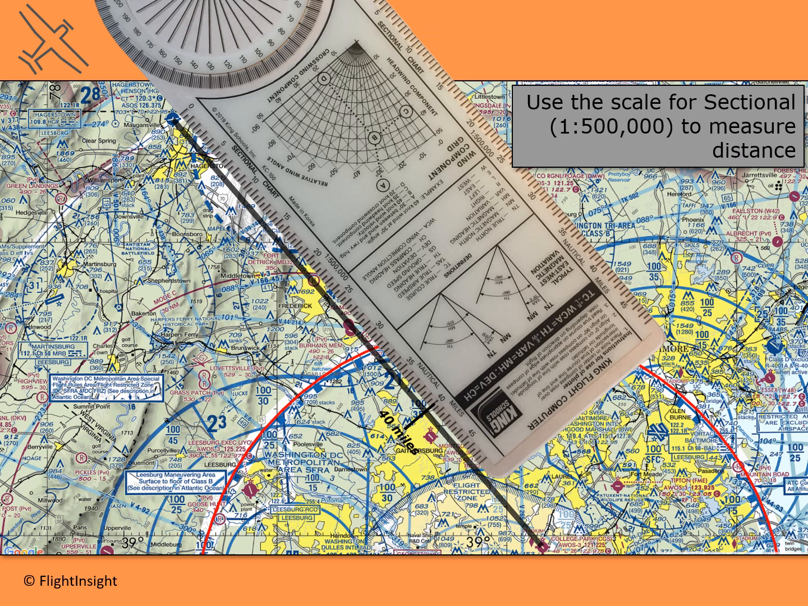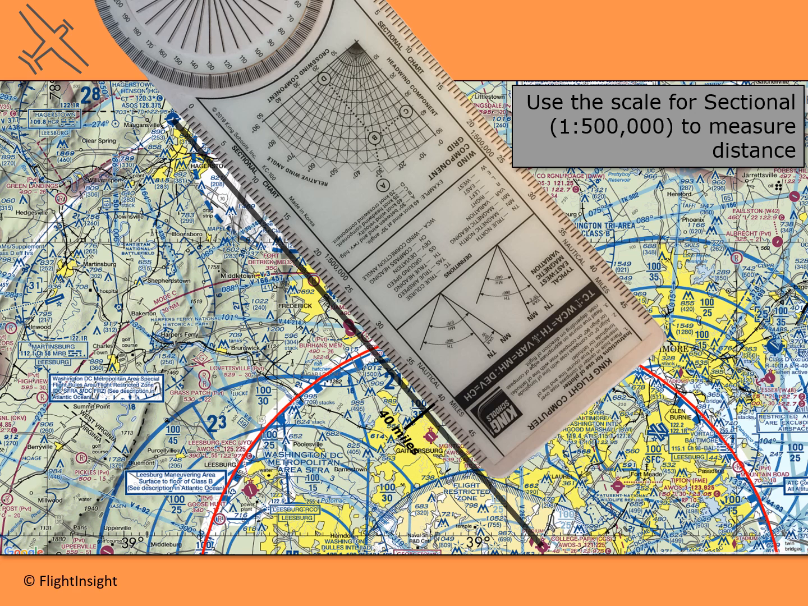Now the first step here is that we're going to want to compute the distance between these 2 points. We're just going to do this as one big leg. We're not going to worry about intermediate checkpoints or anything like that. Let's just see how far it is between Hagerstown and College Park. So we'll use the mileage scale on the side of the E6-B.